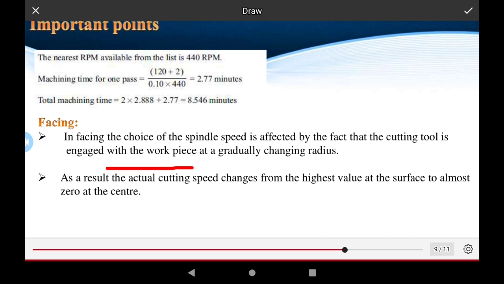Okay, and the other is used in this operation. As a result, the actual cutting speed changes. The actual cutting speed changes from the highest value to almost zero at the center of the workpiece. Okay, the center of the machine, and the cut for the job is made with the tools of the lathe machine.